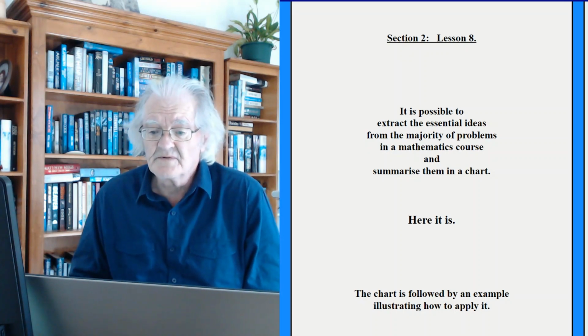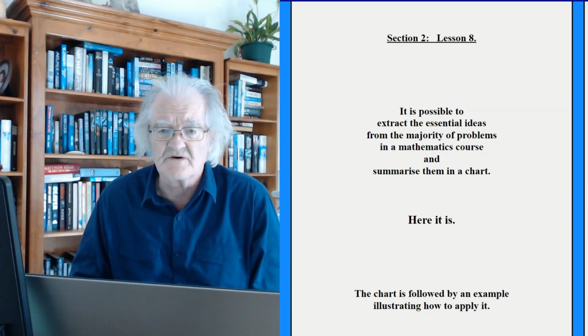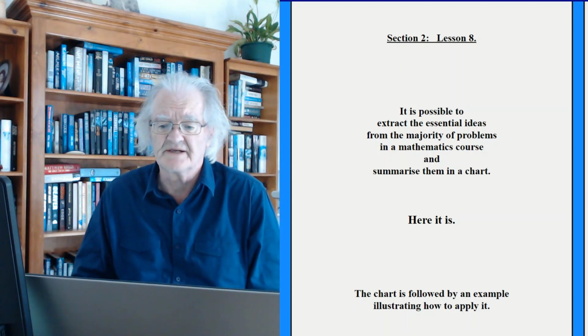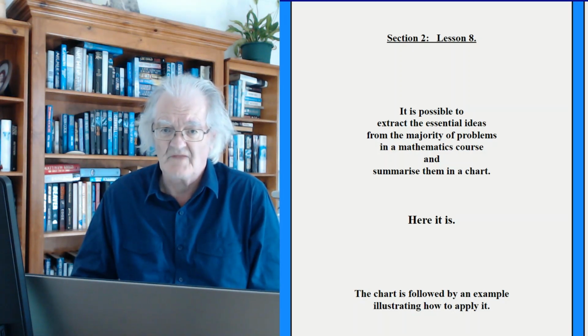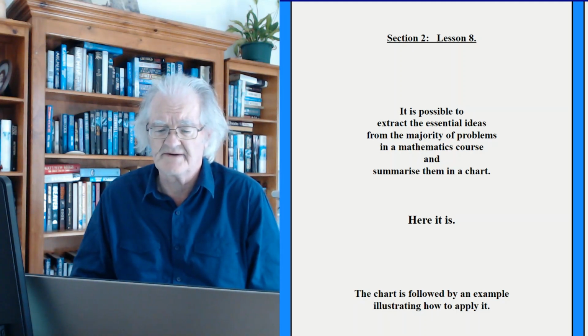It's possible to extract the essential ideas from the majority of problems in a maths course and summarize them in a chart. Here it is. The chart is followed by an example illustrating how to apply it.